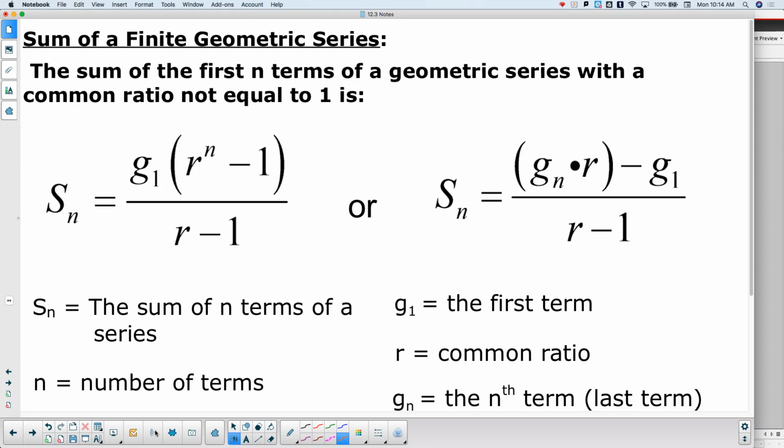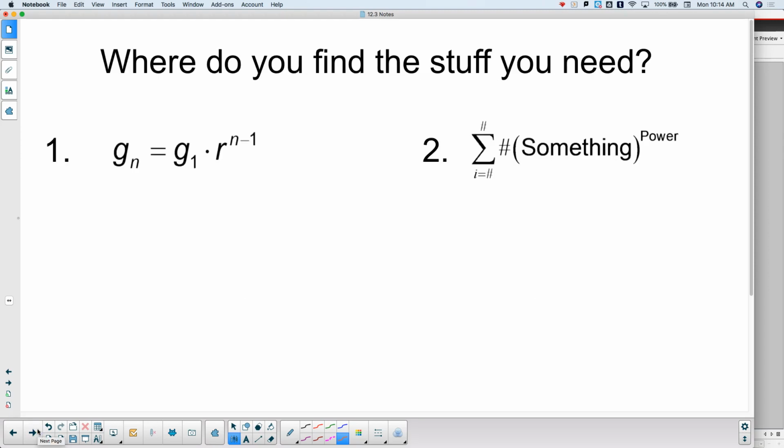So, the more important question is, where will we find all of that stuff? Okay? So where am I going to find n, for instance? Well, n comes right there when I'm just given the rule, or it's in the directions. Find the sum of the first 8 terms, etc. Something like that. Okay, and then n would be 8.